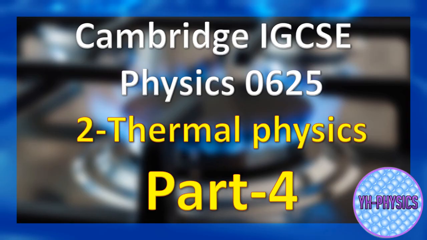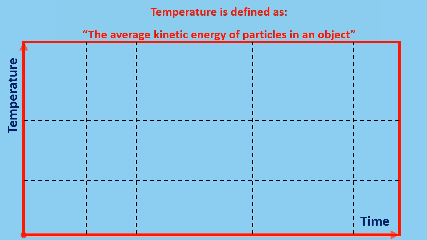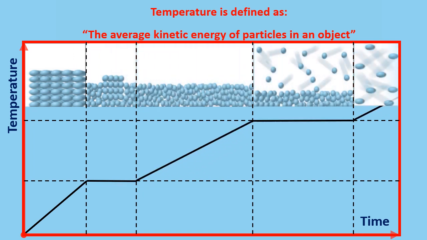Before we begin part 4, let us review the temperature time graph and the temperature concept that we discussed in part 2. We are all familiar with the graph that shows how temperature changes over time as a result of thermal energy being continuously added to a solid substance at a constant rate. At the beginning, the substance's temperature will rise until it reaches the melting point temperature, which is the temperature at which the solid starts to turn into a liquid.